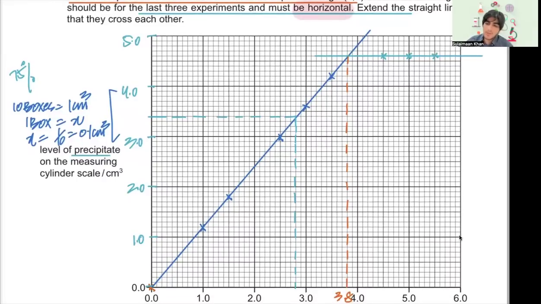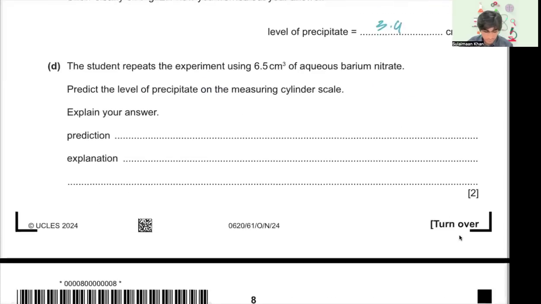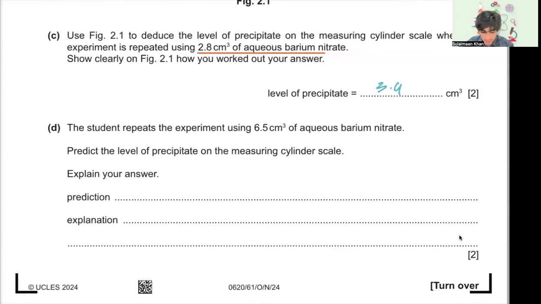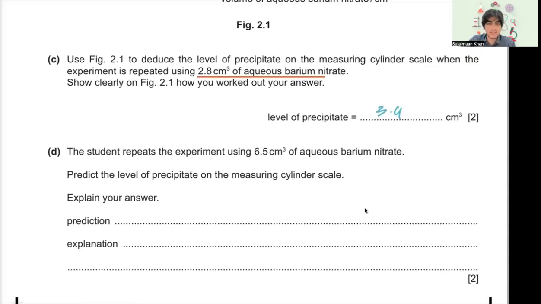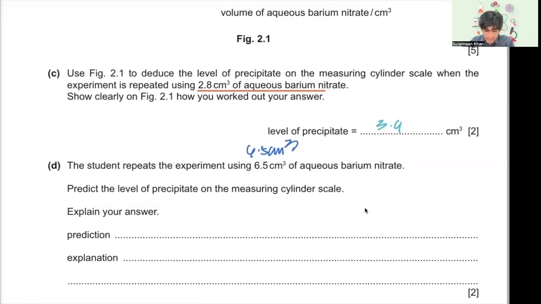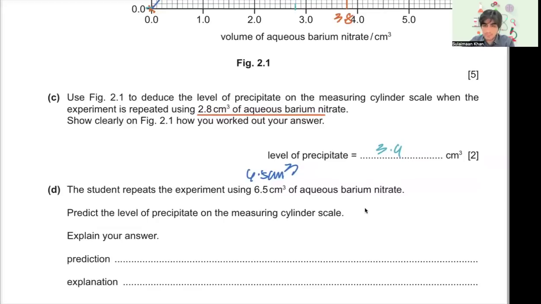Why does an anomalous point exist? I don't know. It depends on experiment to experiment. Had the student repeated the experiment at 6.5 cm cube of barium nitrate, can he repeat the experiment at 6.5 cm cube of barium nitrate? He's saying predict the level of precipitate on the measuring cylinder. Yeah, see, he can repeat the experiment using 6.5 cm cube.